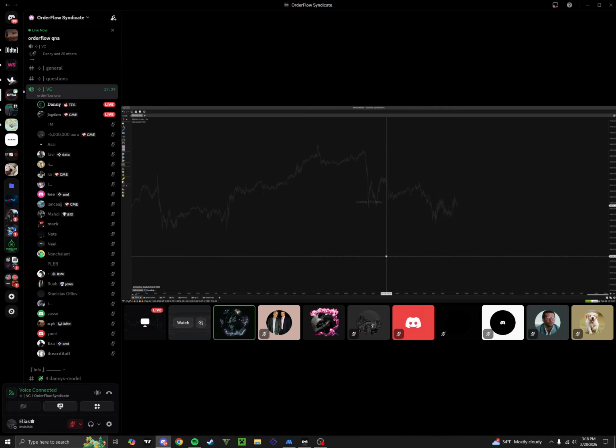It might take a second to load. It's a 5 tick interval, but it doesn't matter. The lower the better. It's not going to affect much.